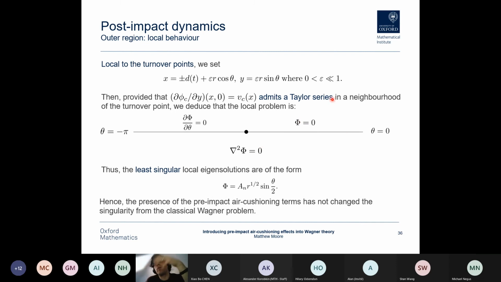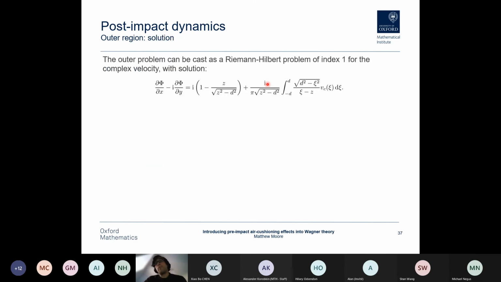And so this is exactly the same as what you have in Wagner theory without air. And this is all going to go through provided that the free surface velocity at touchdown admits a Taylor series ahead of the initial touchdown points, which seems reasonable when you saw the solutions there. So we've got local square root behavior and we've got a half plane problem, and that just can be solved using standard complex analysis techniques.